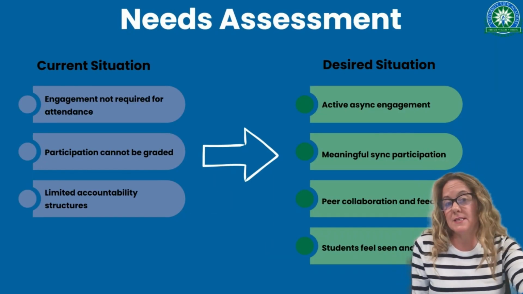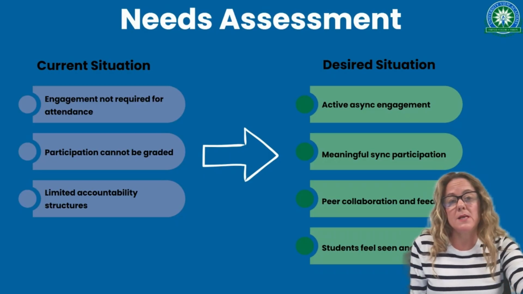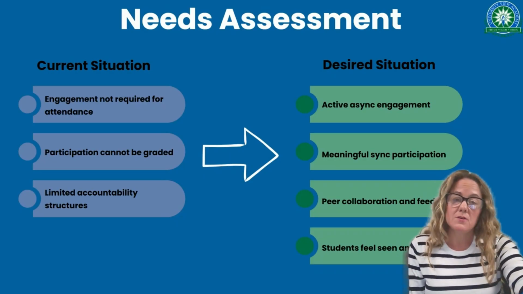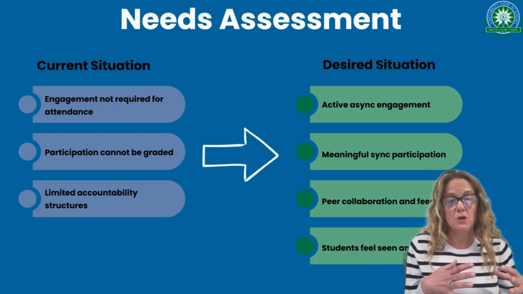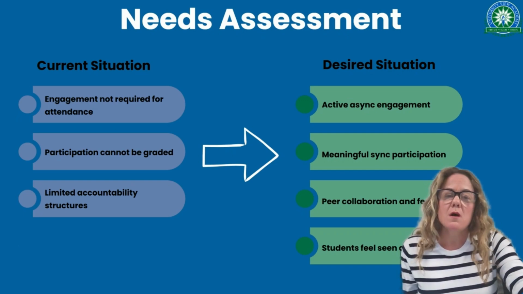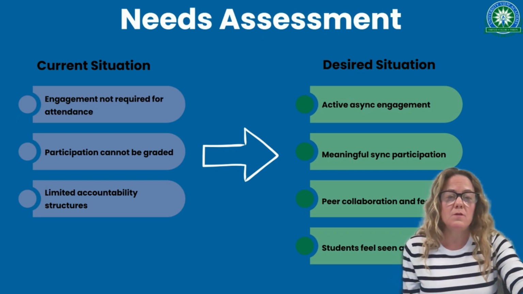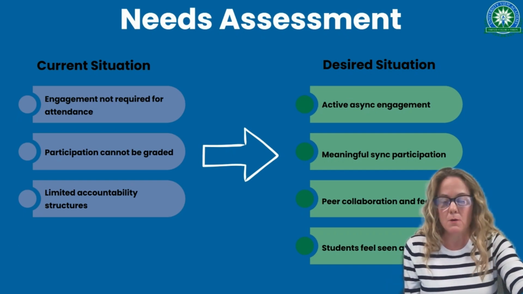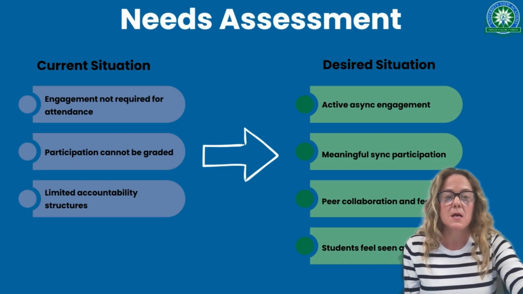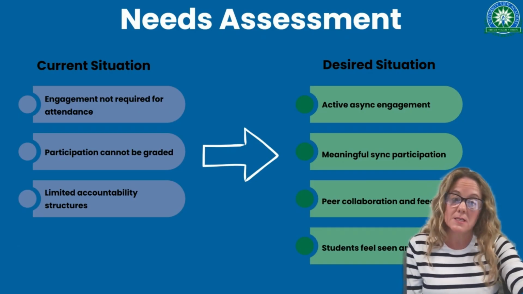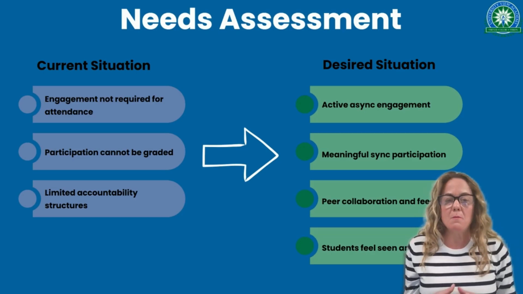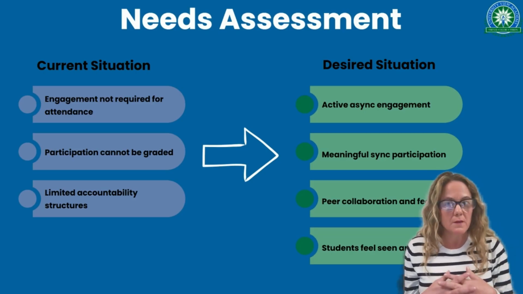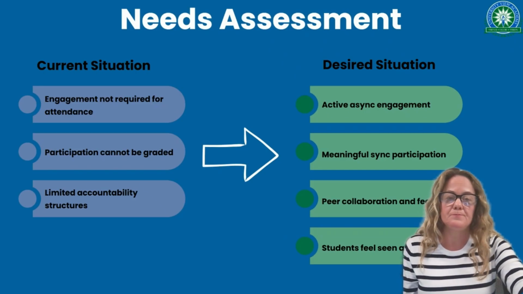When using a needs assessment lens from our readings, this issue can really be understood as a gap between the current conditions and what we want learning to look like. So due to our flexibility model here at UVA, right now students are not required to engage in asynchronous lessons to be considered in attendance. And participation during synchronous lessons can't be graded, only assigned work. So this really limits how much we can require or reinforce participation.